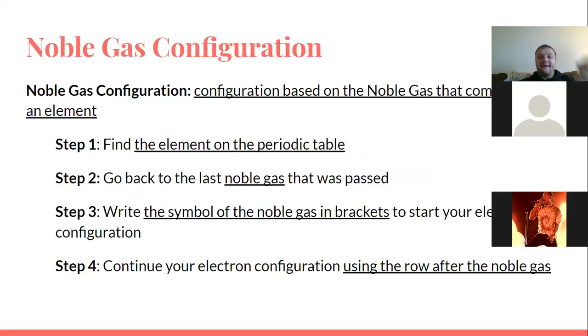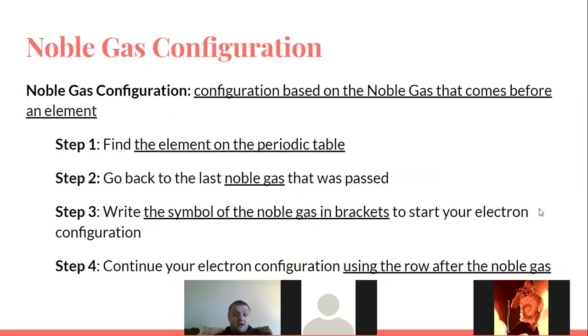Now, we are going to talk today about the noble gas configuration. Okay, the noble gas configuration is a way for us to cheat. And I see some of y'all's work. Some of y'all like to cheat. So when we deal with this, you first have to find the element on the periodic table. That step is the same.